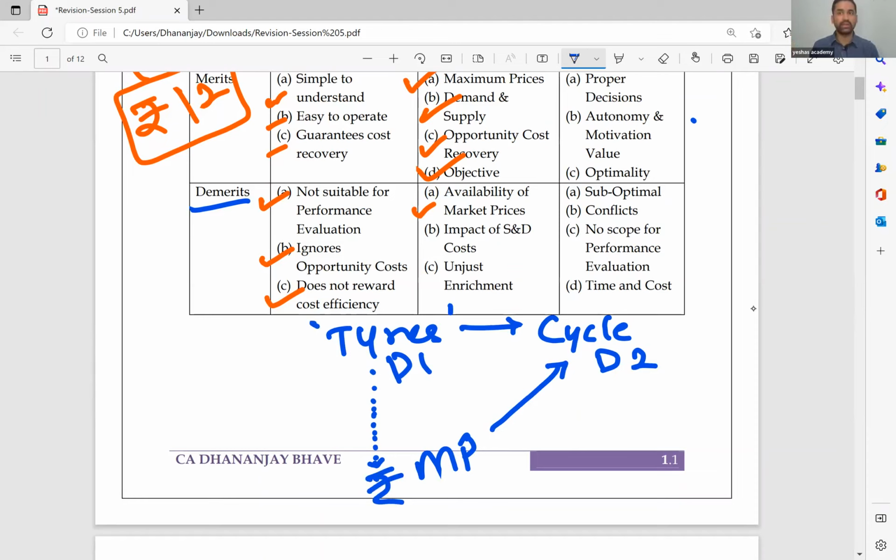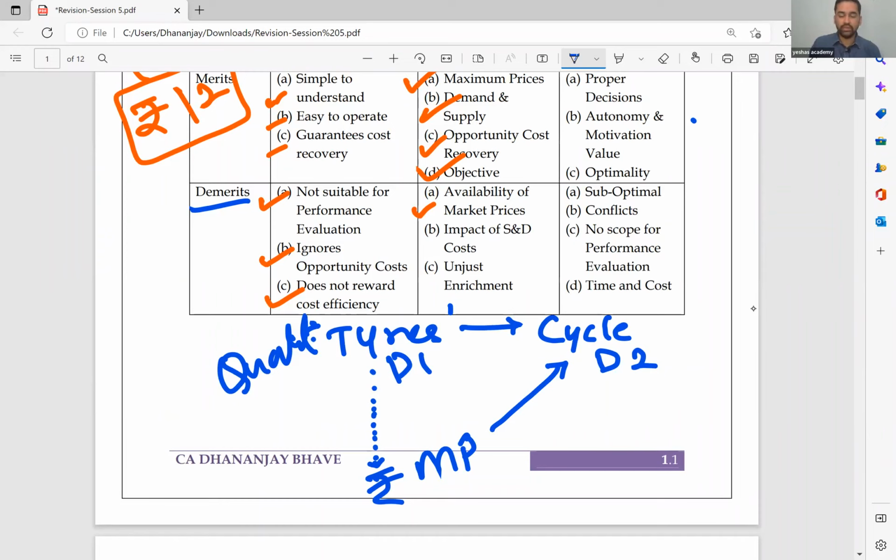You can get the market price, but the problem is the quality of your tire and the quality of all other tires available in the market may not be same. And when the quality is not same, comparing your price with their price may also not be correct, and that's the challenge. Market price is available, but is it an appropriate market price to consider for internal transfer pricing? May not be, because there are issues with quality.